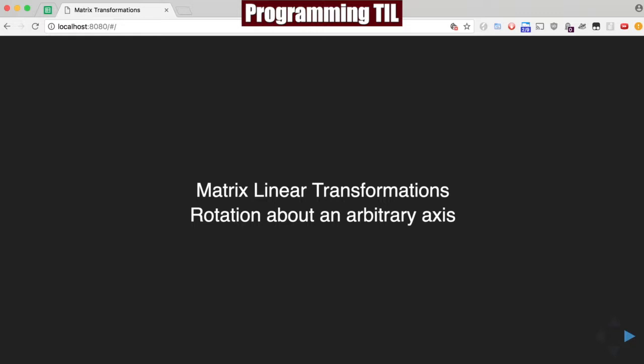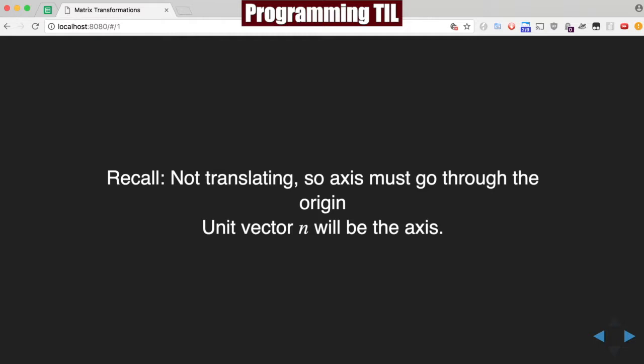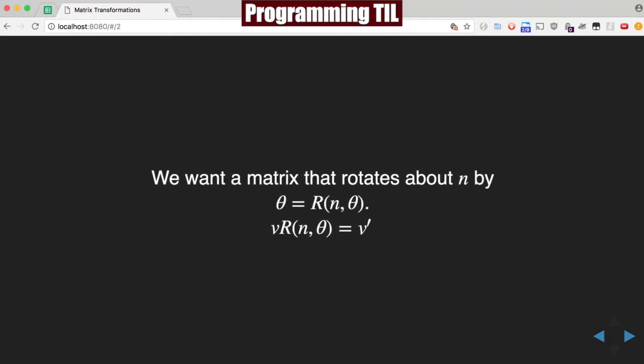So we'll go right in and I'll try to explain as best I can. But don't get overwhelmed by it. Just take a peek, look at it slowly, download the code, and you can really see exactly what's going on. So recall we're not translating right now, so the axis must go through the origin. This will make things easier for us. And we'll use the unit vector n to represent the axis. We're going to try to compute the matrix that rotates about that n by theta, so R(n, theta).